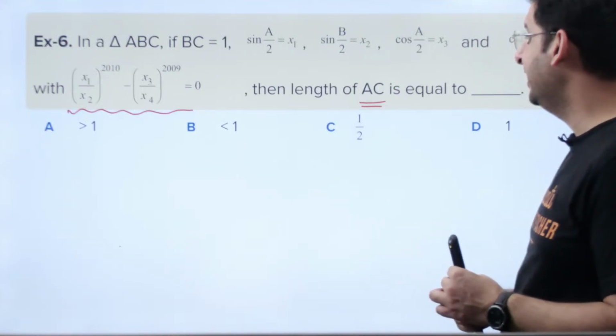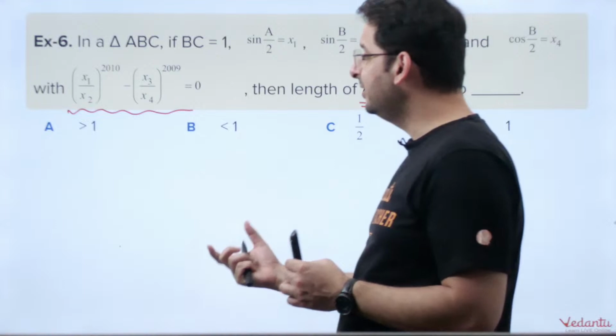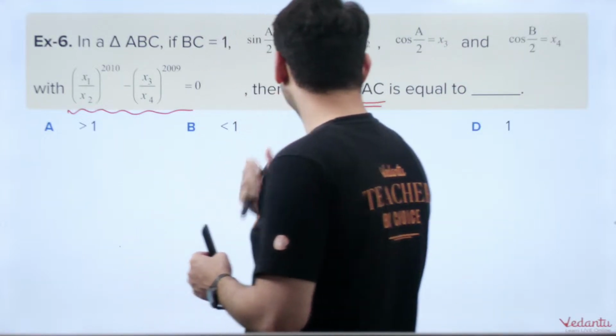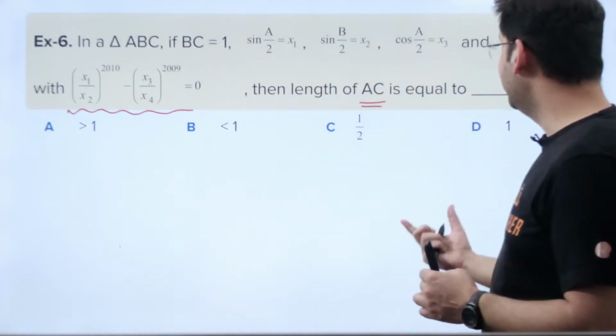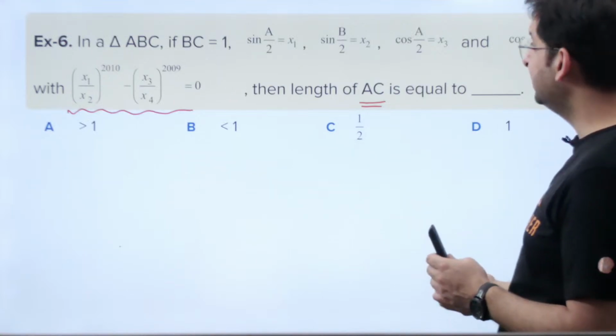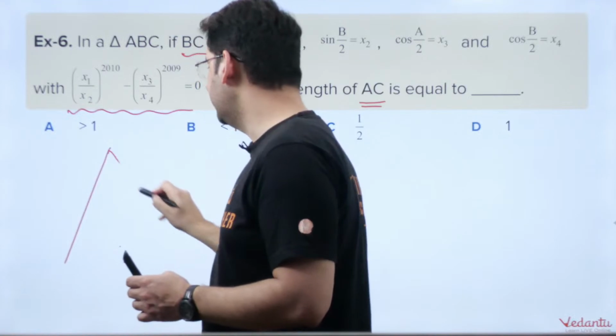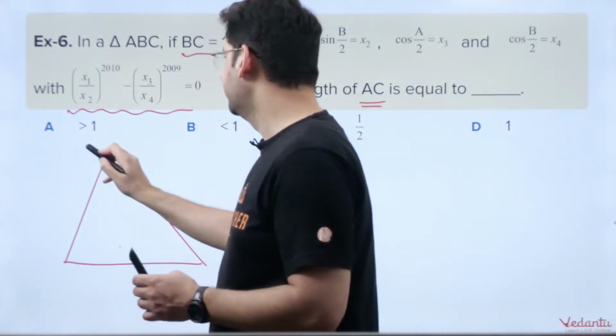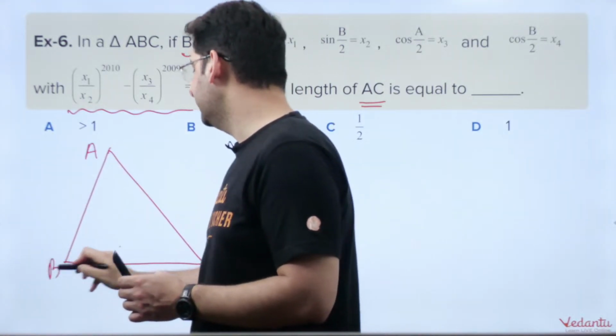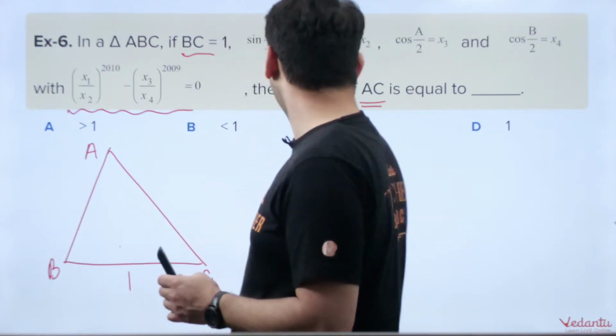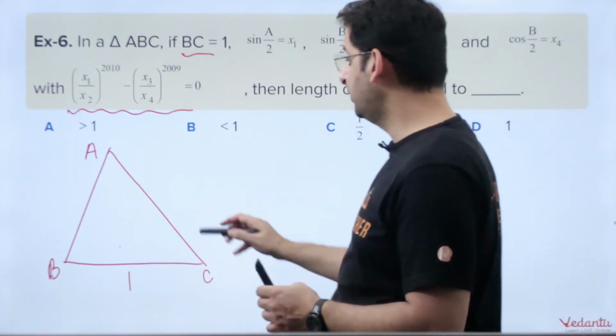You just have to tell, is it going to be greater than 1? Is it going to be less than 1? Is it going to be half? Or is it going to be 1? It is given that BC is 1. So let us draw the triangle first of all. So A, B, C. This is 1 and we have to find AC. This is what we have to find.